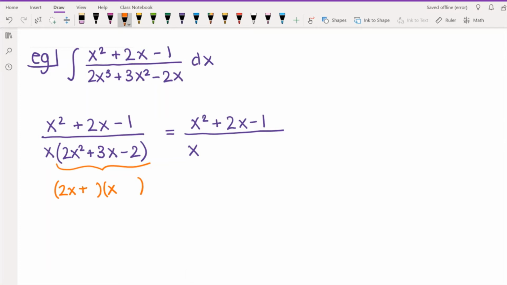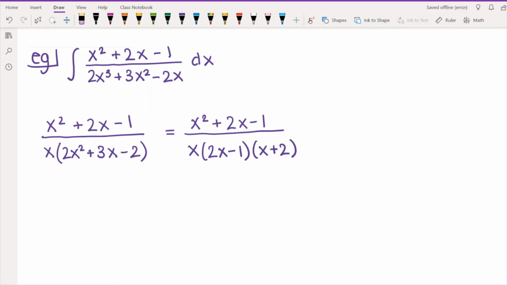We could try 2x plus 1 and x minus 2, for example. But if you multiplied this out, you would get 2x squared minus 4x plus 1x. So that wouldn't give you the right middle term. And so we actually want to switch this to being minus 1 and plus 2. Okay, so let's see. So we have x times 2x minus 1 times x plus 2.